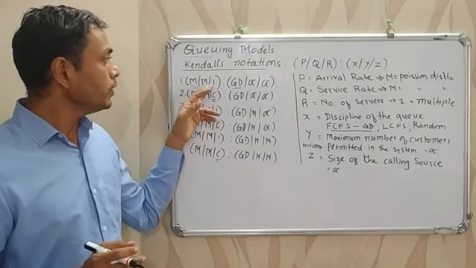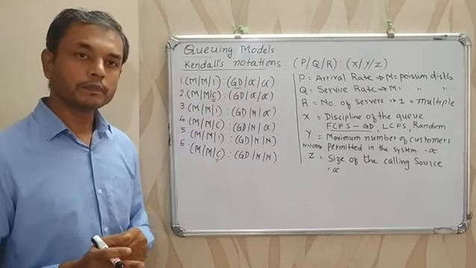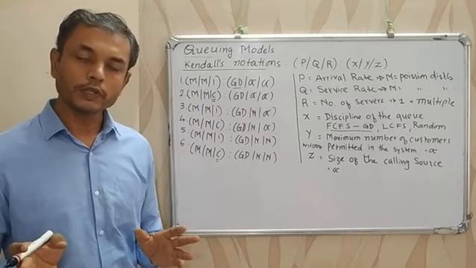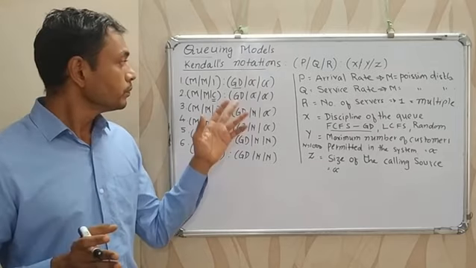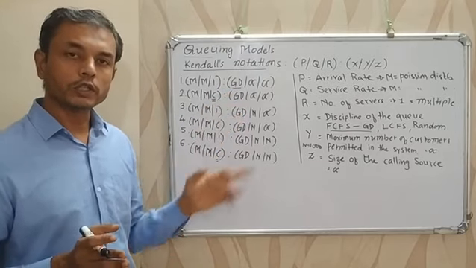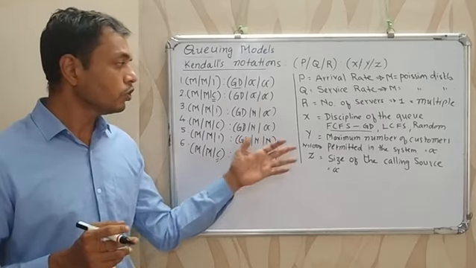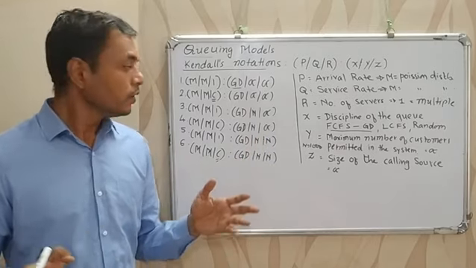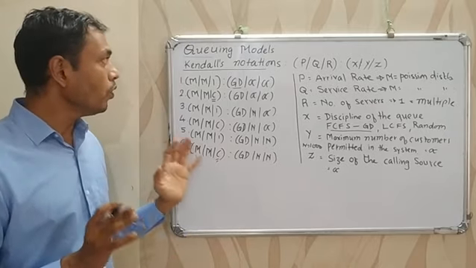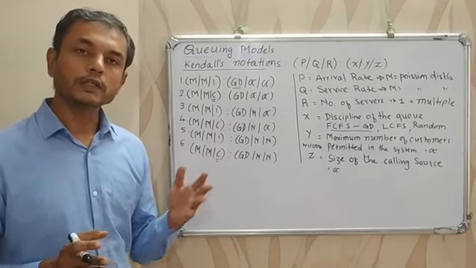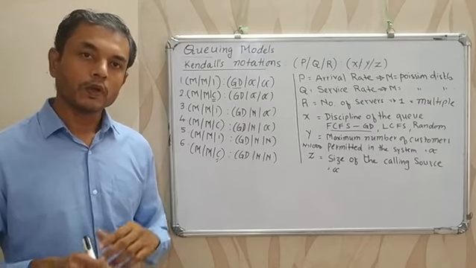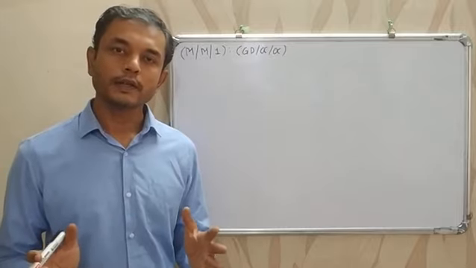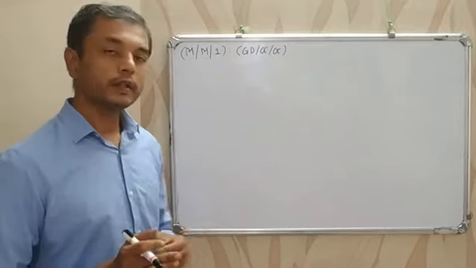First model is M/M/1/GD/infinite. M means arrival rate and service rate both follow Poisson distribution. Number of servers is 1. The queue follows general discipline, first come first serve, and the size of the calling source and maximum number of customers permitted in the system is infinite. Similarly, we can classify all queuing models in 6 different types. So now let's start discussing model 1.